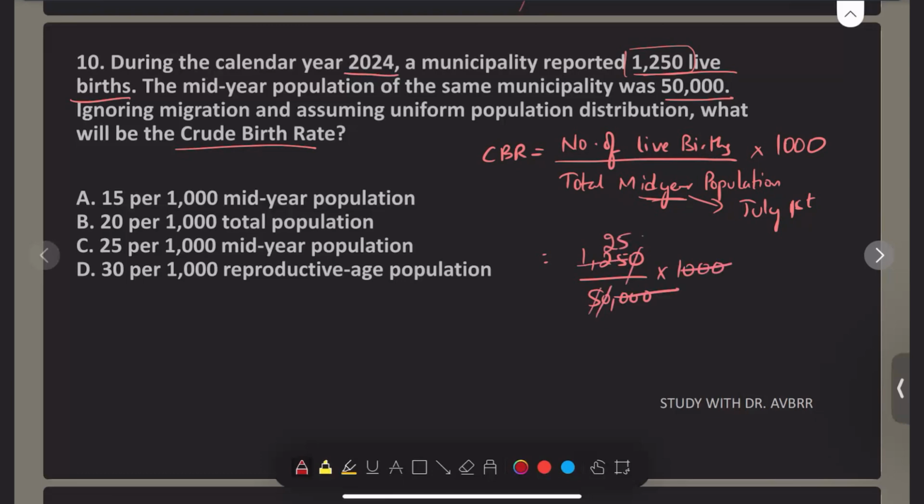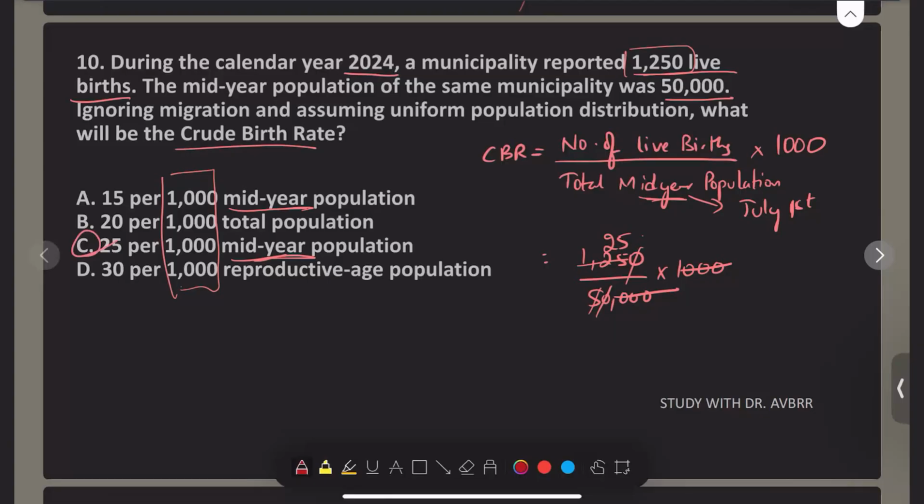As we calculated for 1,000, they already gave you 1,000. And you should also see in the options, we are calculating for mid-year population. So we got the value of 25. So this is the answer. Answer C. So that's it, guys.